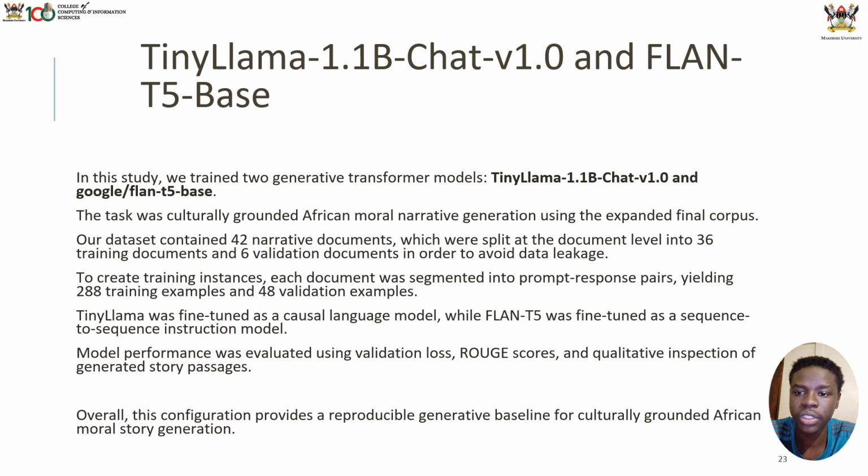Each document was then cut into smaller prompt-response pairs. This gave us 288 training examples and 48 validation examples. Llama was fine-tuned as a causal language model, while FLAN-T5 was fine-tuned as a sequence-to-sequence model. We evaluated models using validation loss, ROUGE scores, and by manually reading the generated stories. Overall, this setup gives us a solid and reproducible baseline for African moral story generation.